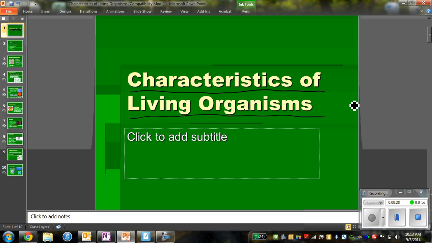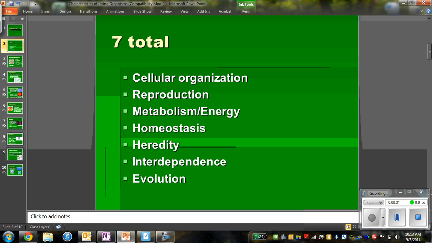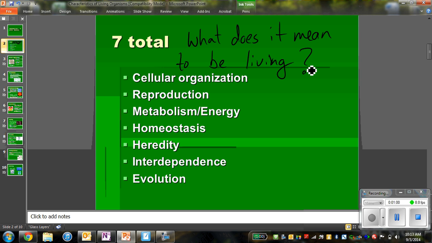So, for our first characteristic of life, actually, before we start that, we'll just go through all of them. What does it mean to be living? That's the question you have to ask yourself. What does it mean to be living? And when you look at a living thing, what characteristics does it have? Pretty much, scientists have agreed that what it means to be living consists of 7 things.